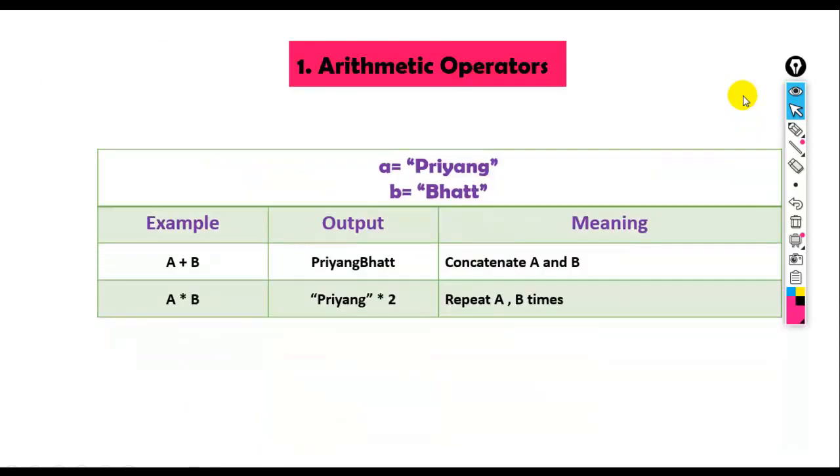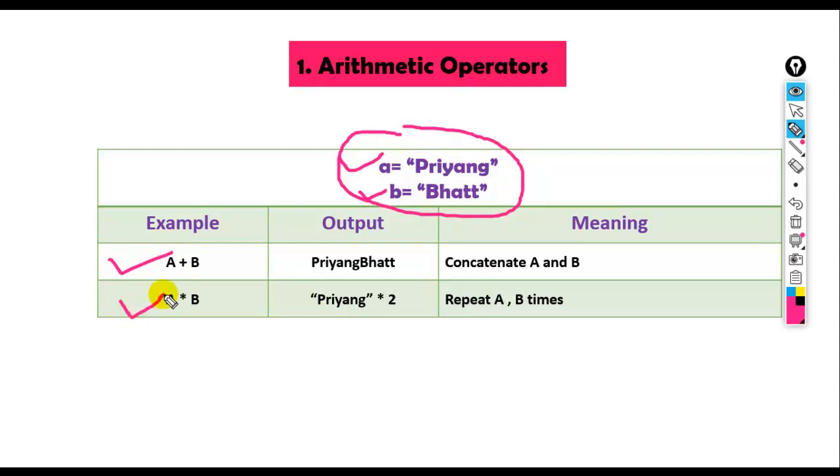So now next. So here I have taken strings. A is equal to Priyank and B is equal to Bharat. As you can see here, both are strings. So we can operate this addition and multiplication on strings as well. So if you perform A plus B, please remember both are capitalized. Sorry for that. So if you take A plus B, it will perform concatenation of two strings that you can see over here. Output is Priyank, but concatenate A and B.